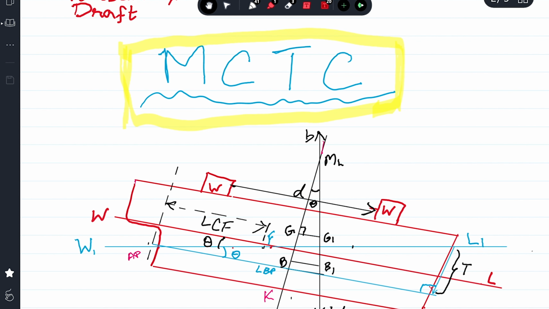Whereas LCB, LCF, they are unaffected by density because they just depend upon underwater volume, water plane shape and all, not on the density. So they remain unaffected by the density. They can be straight away picked up from the hydrostatic particulars against the hydrostatic draft.